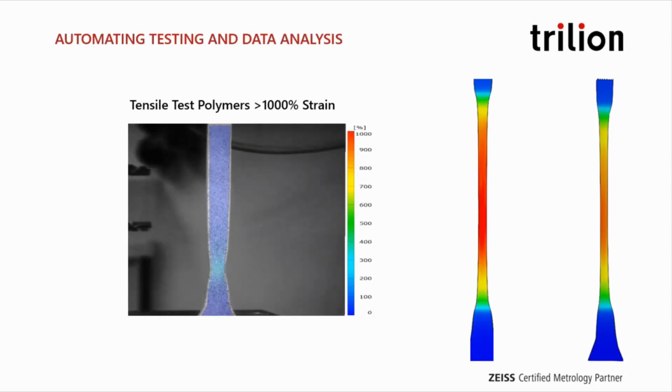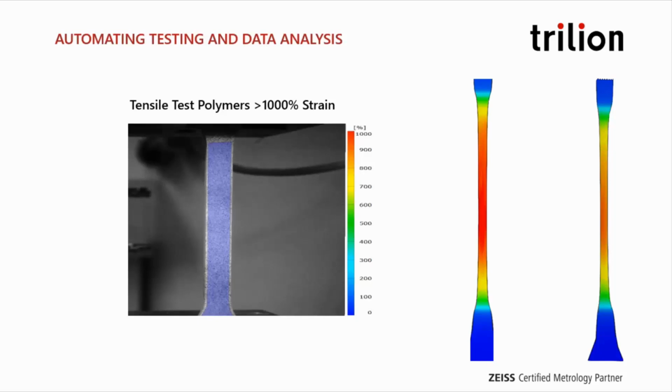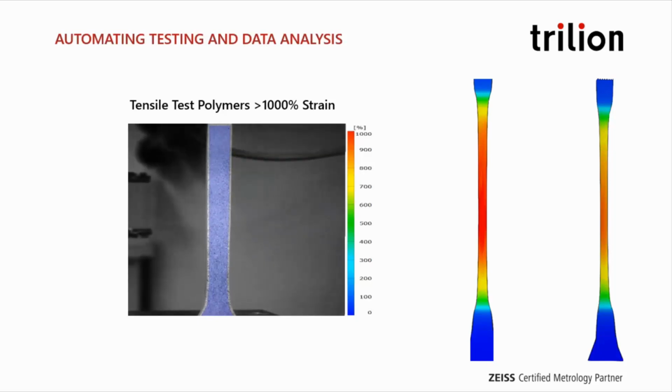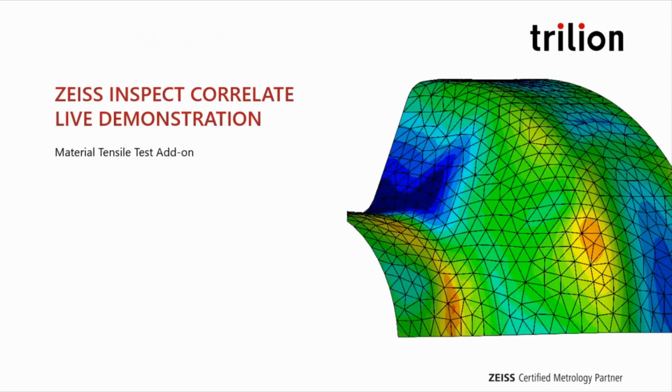Another area of opportunity that we've identified with the Aramis system is the fact that now you can take a look at, for instance, polymers where you're experiencing 1,000% strain. Because it's that full field measurement, as long as you can see the specimen, you'll be able to quantify that data across the spectrum of the image that you're collecting. And with that, we'll go into a live demonstration of Zeiss Inspect Correlate. So I'll stop sharing my screen.